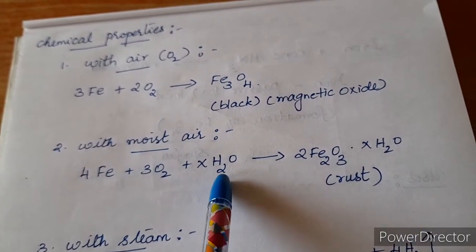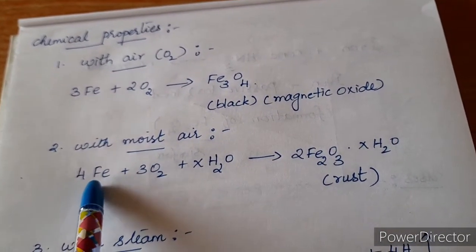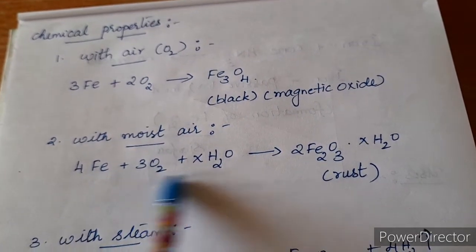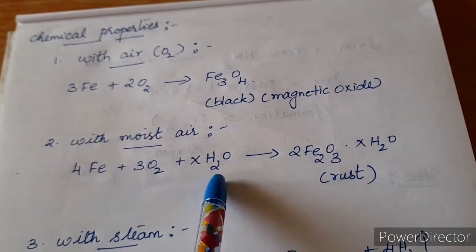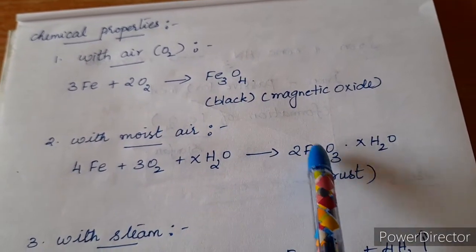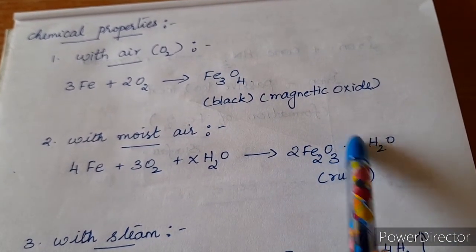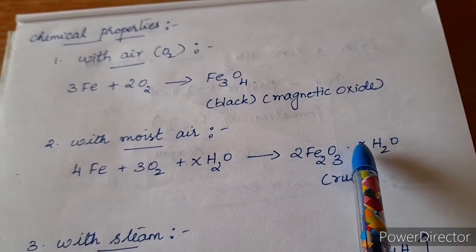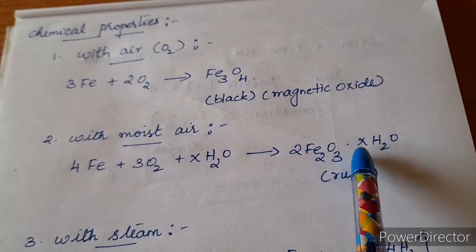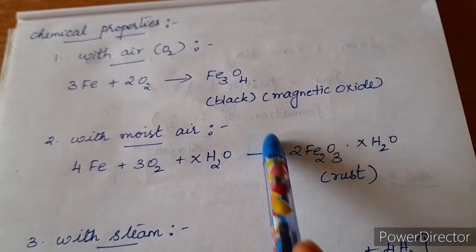Moist in the sense it contains water molecules. So iron in the presence of moist air, this together is called moist air. When it reacts with moist air, it forms Fe2O3 with X molecules of water. This X can be any number, right? So X molecules of water, and this is nothing but rusting.